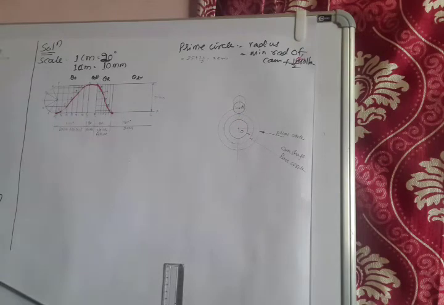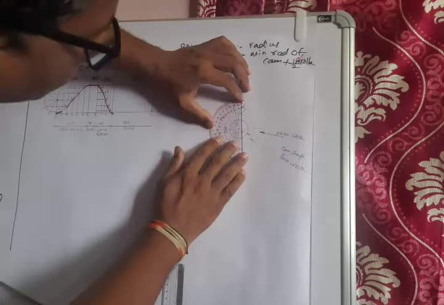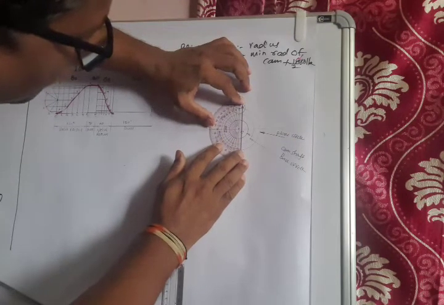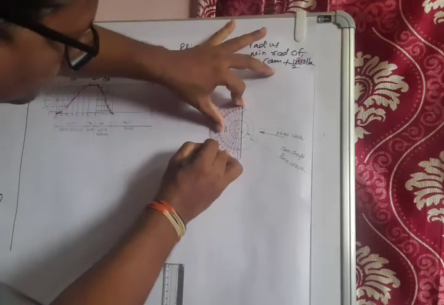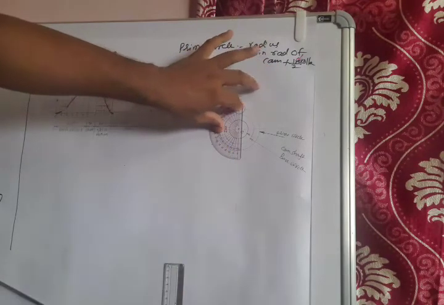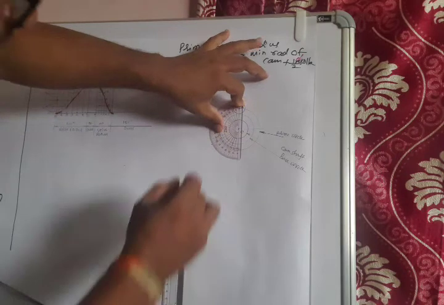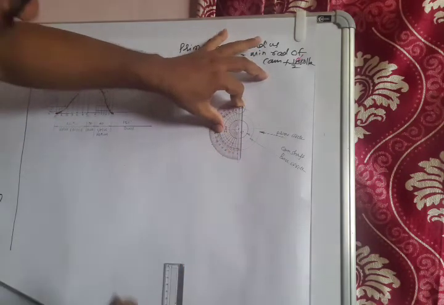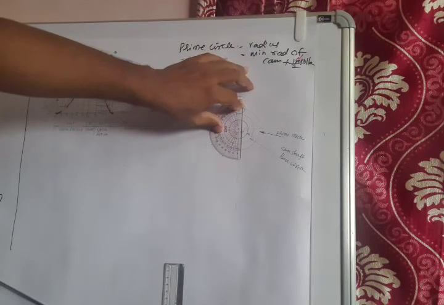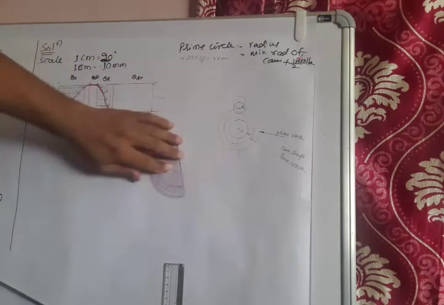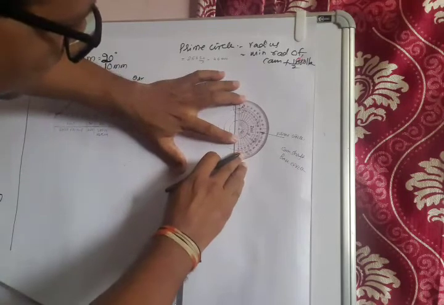Once you have drawn these reference points, you go for dividing the base circle. What is the angle of rise? The angle of rise is 120 degrees, so I'll mark 120 degrees here. Next, it is 30 degrees dwell. Then it has a return of 60 degrees, not 30 degrees, 60 degrees.